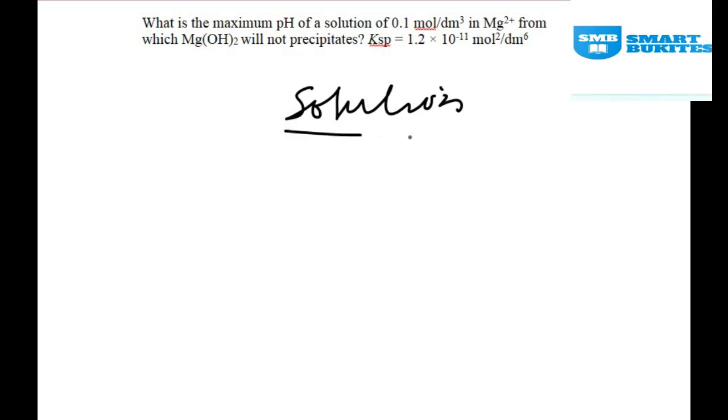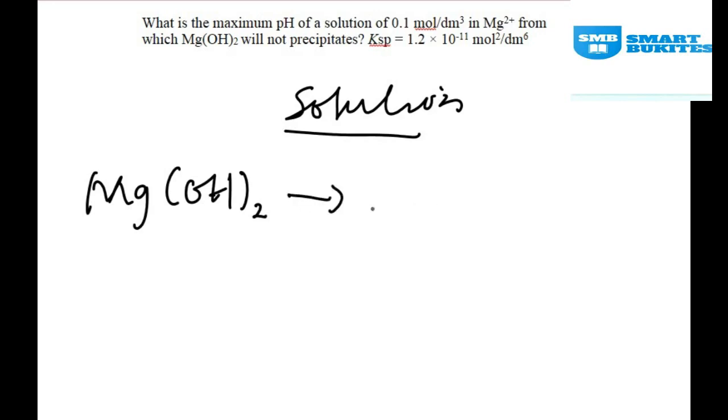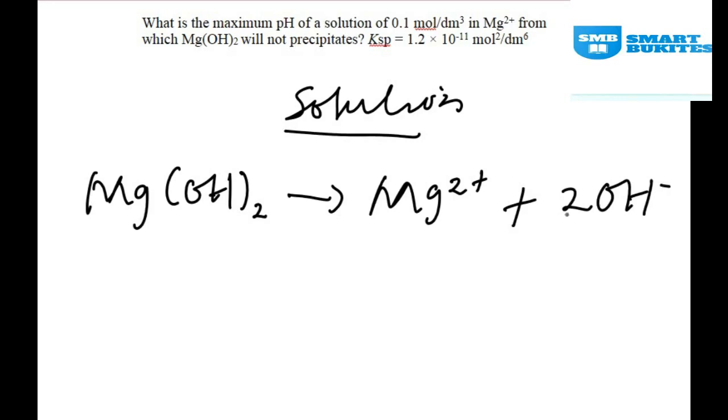So now we check this question. This is a question dealing with ionic equilibrium, because we are asked to find the pH and to dissociate this equation. The dissociation equation is Mg(OH)2, that's magnesium hydroxide, will dissociate to give us Mg2+ plus 2OH-, that's hydroxyl ions.